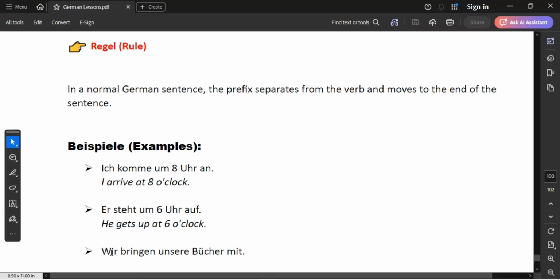Beispiel Nummer 3, we have: Wir bringen unsere Bücher mit. Remember here, the Trennbare Verben is mitbringen. So that's why we have the prefix mit going am Ende, and the conjugated bringen remaining in the second position. Wir bringen unsere Bücher mit.